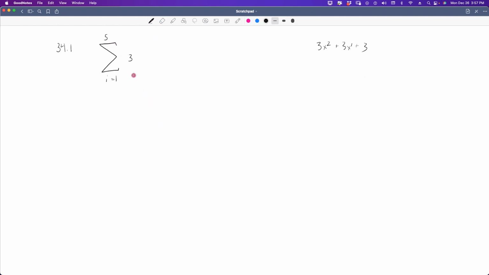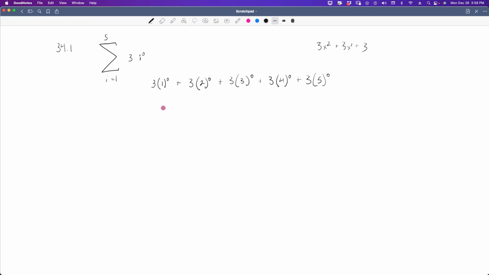We start at 1, we go to 5. So that means what this is actually asking us to do is substitute in the i to the 0 here. So i will be 1, so it'll be 1 to the 0 plus 3 times 2 to the 0 plus 3 times 3 to the 0 plus 3 times 4 to the 0 plus 3 times 5 to the 0. 5 is our greatest value, so we stop there.